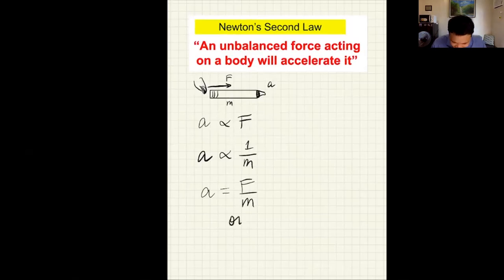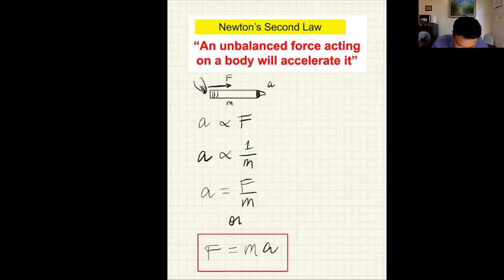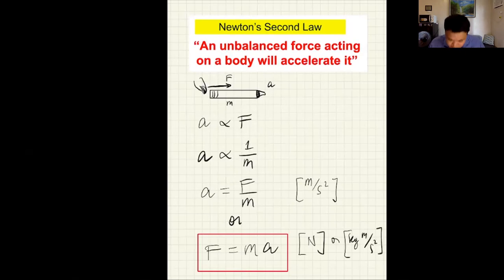Or you can manipulate the equation: F equals MA. So this is the equation for the force, relating force, acceleration, and mass. So let me box that one. It's very important. And of course, what's the unit for acceleration? The unit for acceleration is meter per second squared. The unit for force is Newton, or you have mass and meter per second squared, so kilogram meter per second squared. So these are your SI units for force.